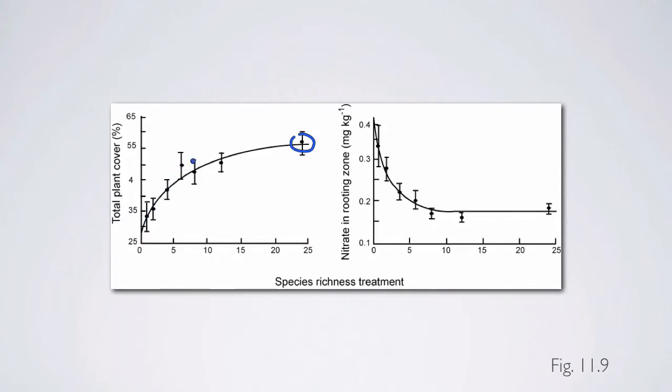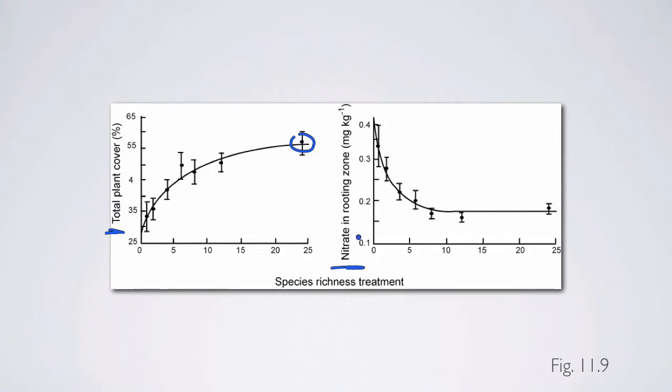The addition, on average, of more and more species leads to greater total plant cover. So whatever the differences are of the 4th or the 5th or the 10th or the 24th species, it still leads to a marginal increase in how much of that ground is covered.